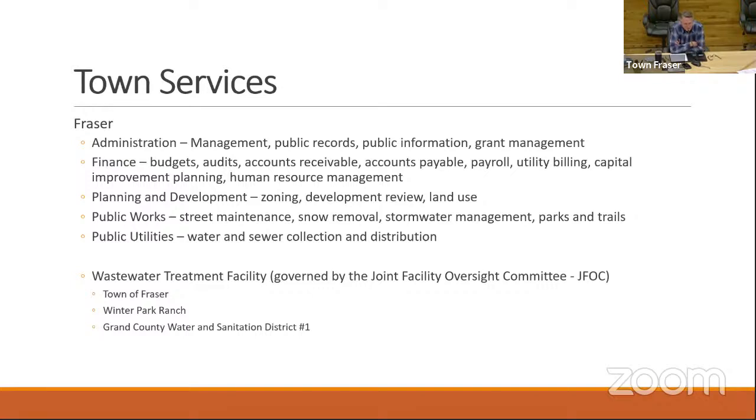Now, the wastewater treatment facility is not necessarily a direct service of the town. This is an operation that's performed in partnership with two other agencies. We have the town of Fraser, Winter Park Ranch Sanitation District, and the Grand County Water and Sanitation District number 1. The wastewater treatment facility is governed by the Joint Facility Oversight Committee, and this is made up of 3 members from each of these organizations. They meet quarterly, and they will provide operational oversight and direction to the joint facility.